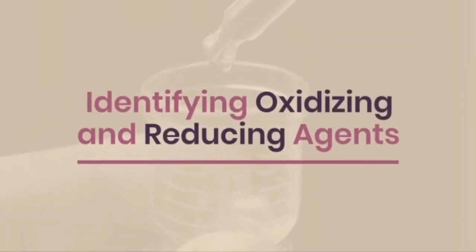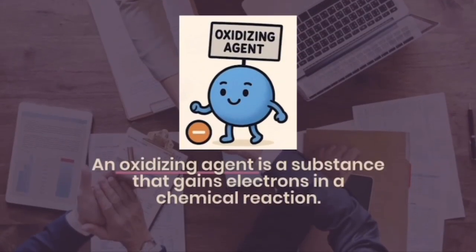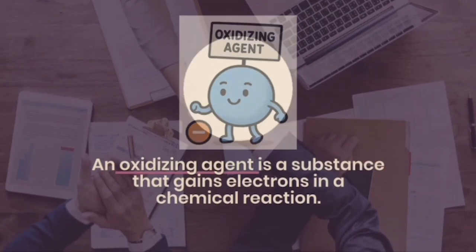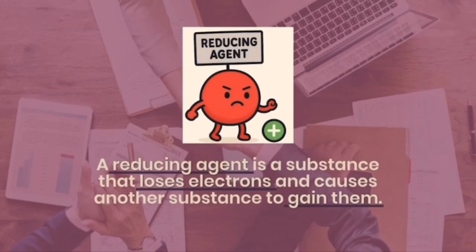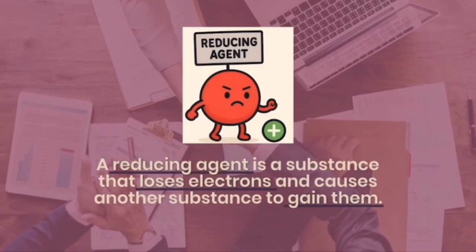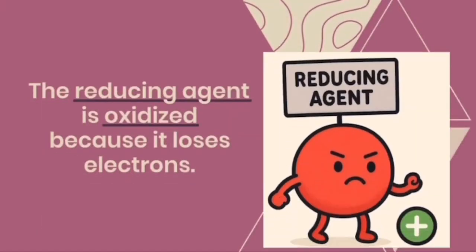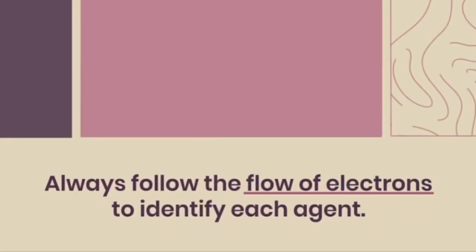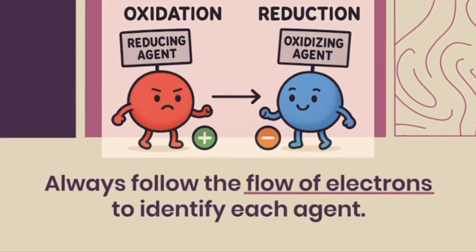Identify oxidizing and reducing agents. An oxidizing agent is a substance that gains electrons in a chemical reaction. And a reducing agent is a substance that loses electrons and causes another substance to gain them. The oxidizing agent is reduced because it gains electrons and the reducing agent is oxidized because it loses electrons. Always follow the flow of electrons to identify each agent.